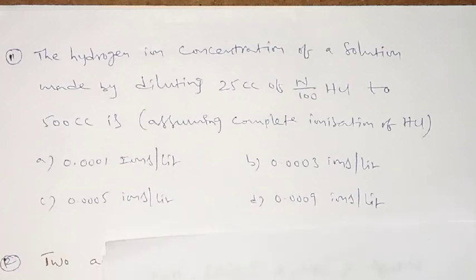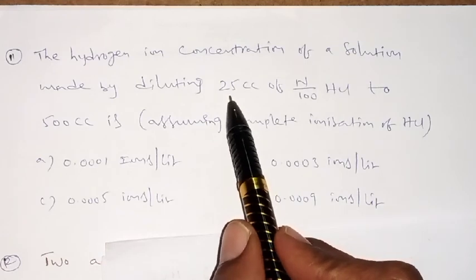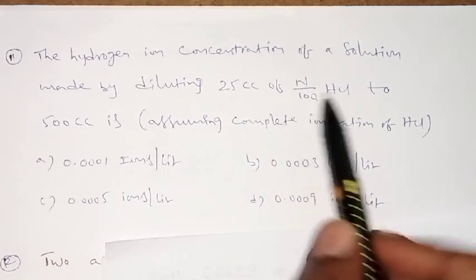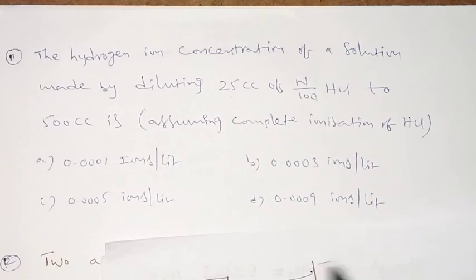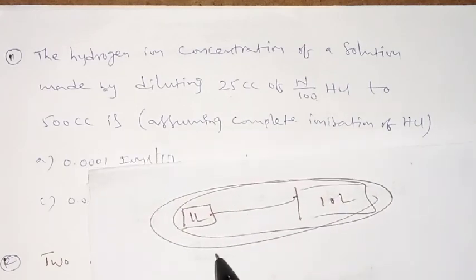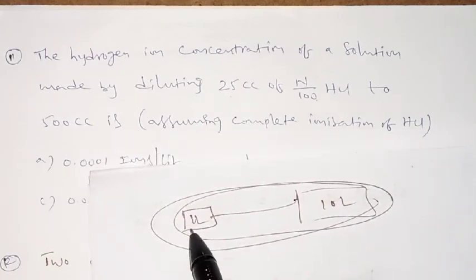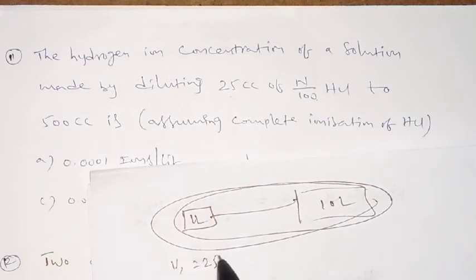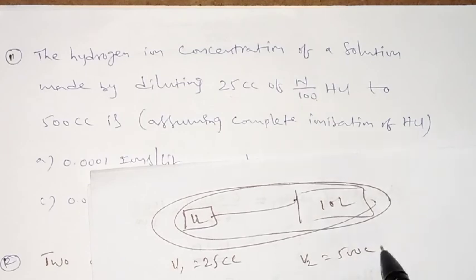And see there, in the given question, two different values are given. That means volume given, normality given. The same solution is diluted. For example, it is 1 liter, or suppose it may be 10 liters, just an assumption only. Now observe here. Initial condition: volume V1 equals 25 cc, cubic centimeters. Normality equals 1 by 100. Final volume, diluted, V2 equals 500 cc. Now we are supposed to identify its concentration.